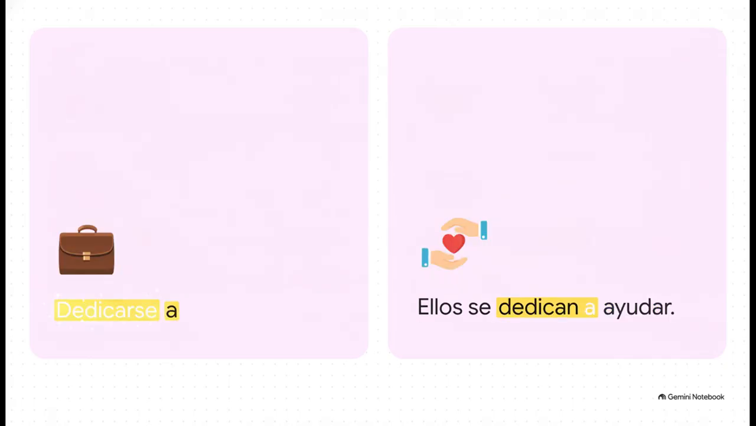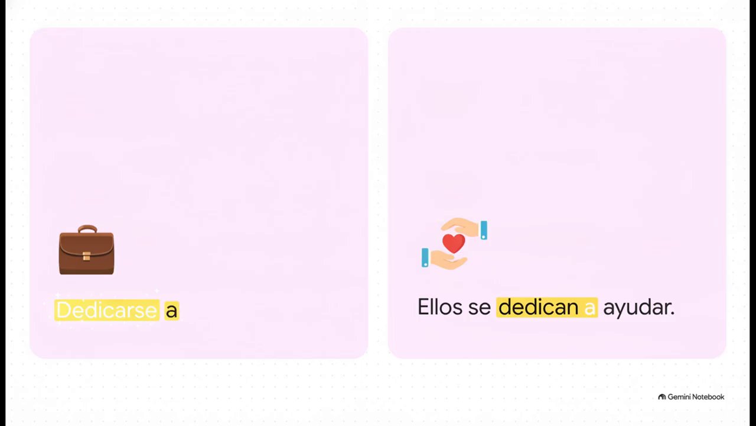Moving on to dedicarse a. Our text gives us, Ellos se dedican a ayudar a los más pobres. They dedicate themselves to helping the poorest. Look really closely at this sentence. There are actually 2 a's here, but we're just focusing on the first one. The verb dedican is immediately followed by a, which connects it to the action ayudar.